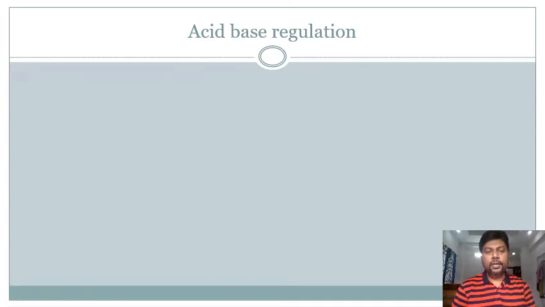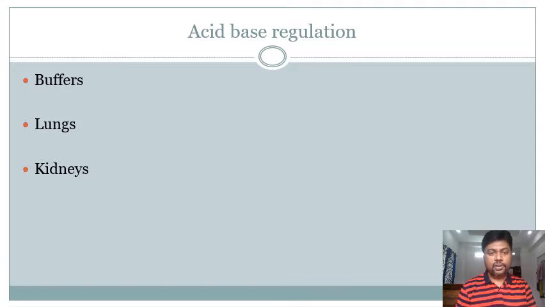Good morning. For regulating the acid-base balance and to maintain pH, we have been equipped with three defense mechanisms. The first line of defense is buffer, next lungs, and third is kidney. In this, about buffers, we have already discussed in the previous video. So in this video, I'll be discussing mainly about the regulation of acid-base balance by lungs and kidneys.